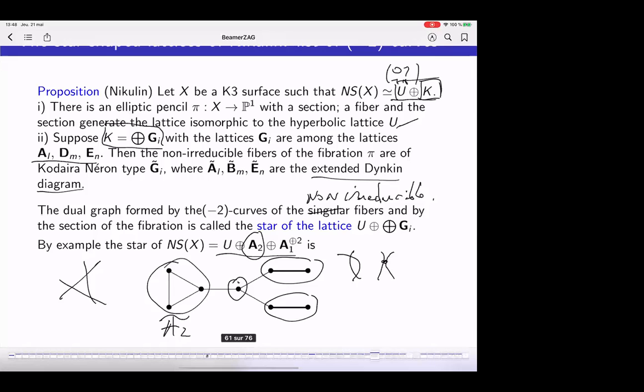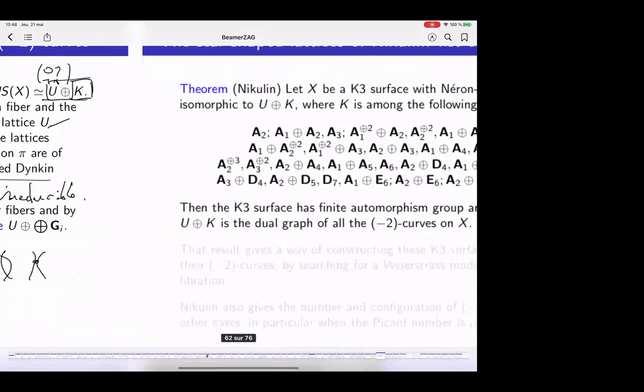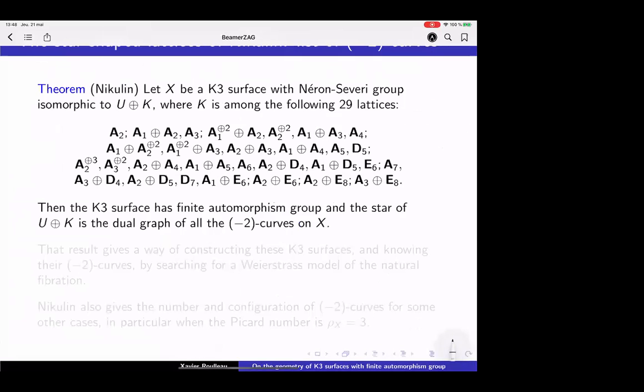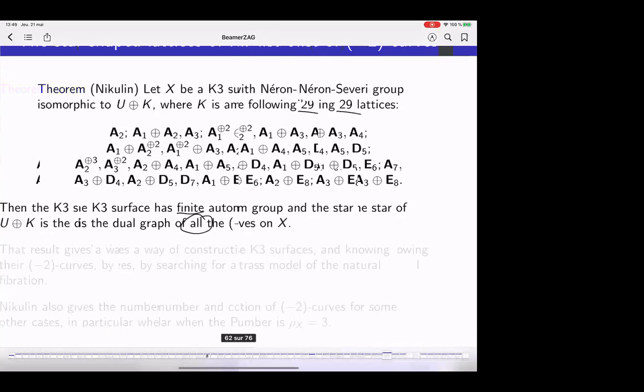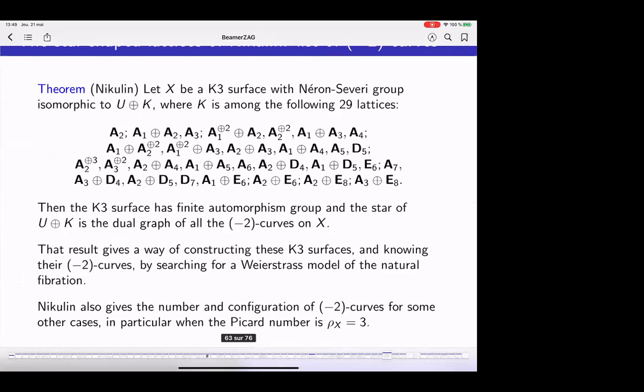Formally, it is a graph. And the conclusion of Nikulin is that if you have a K3 surface with Néron-Severi group isomorphic to U plus K, where K is among the 29 lattices, then you have a finite automorphism group, and the star of the lattice is the dual graph of all of the -2 curves on X. Moreover, you can construct these K3 surfaces and know precisely where the -2 curves are, because you can search, for example, a Weierstrass model of the natural fibration.